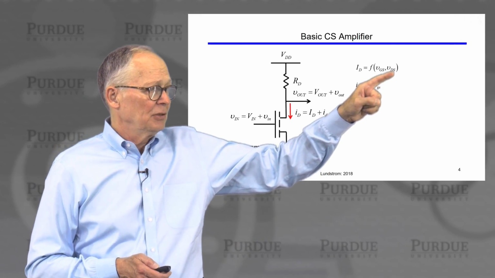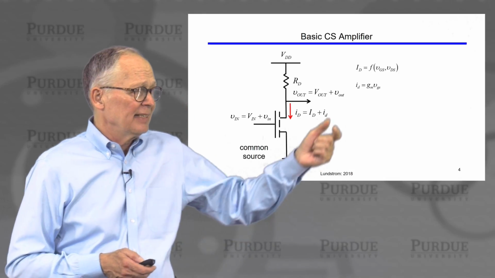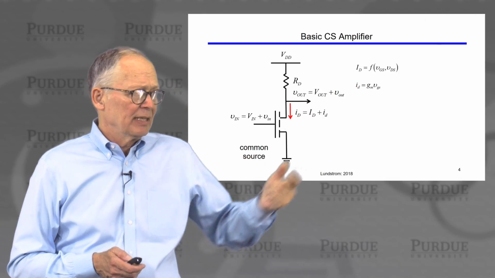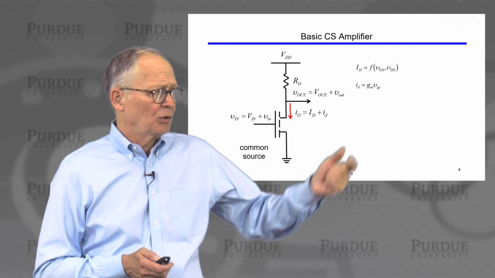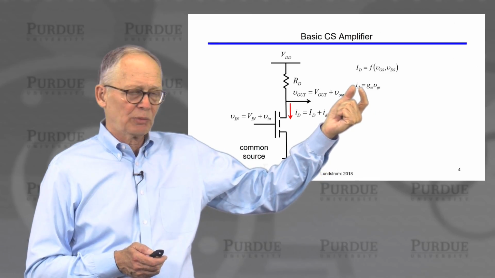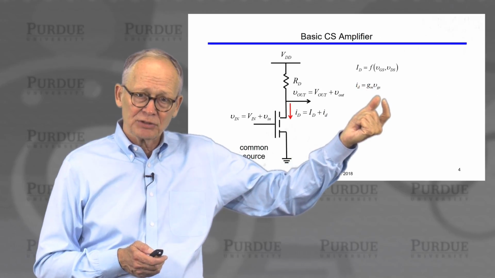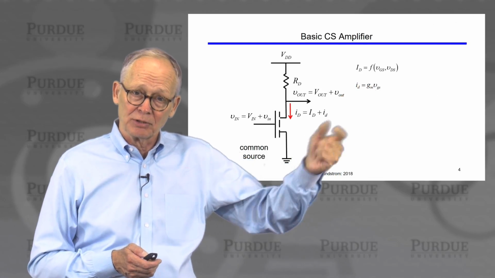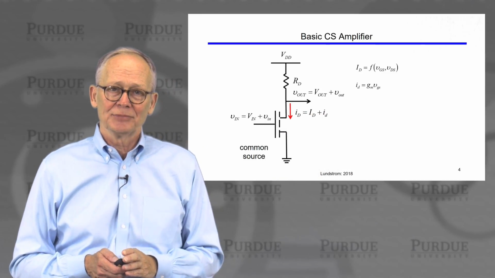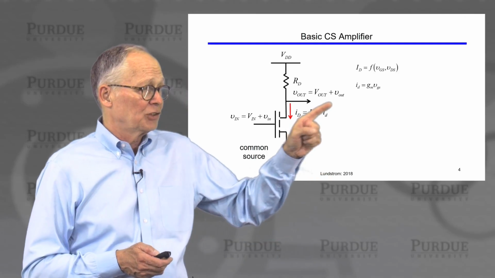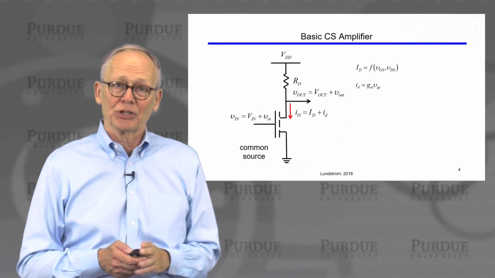So the DC current is a function of the DC voltages across the device. The AC current is a function of the small signal voltages across the device. So it makes sense to write the small signal AC current as proportional to the small signal voltage that we apply at the control terminal between the gate and the source. The constant of proportionality is G sub m. We call it transconductance, because it relates an input voltage to an output current.